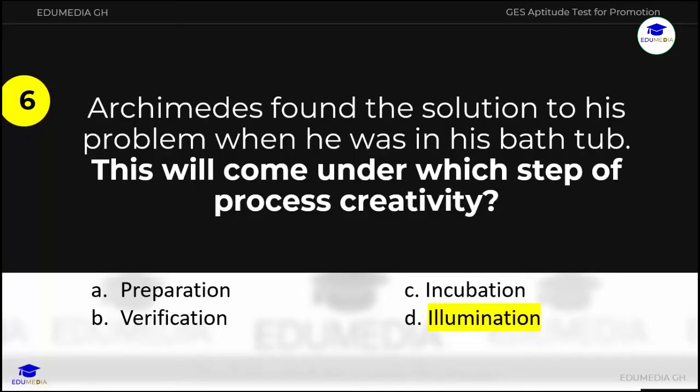This sudden insight led to the discovery of the principle of displacement, which he used to determine the density of the crown and solve his problem.